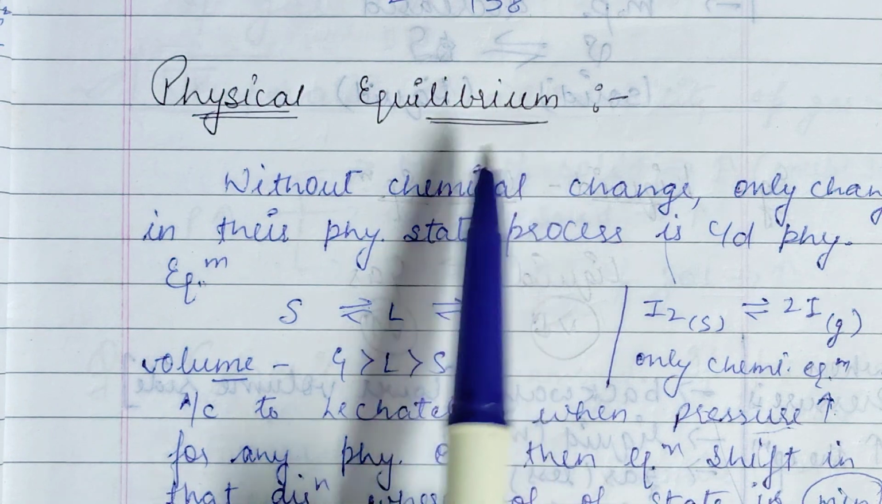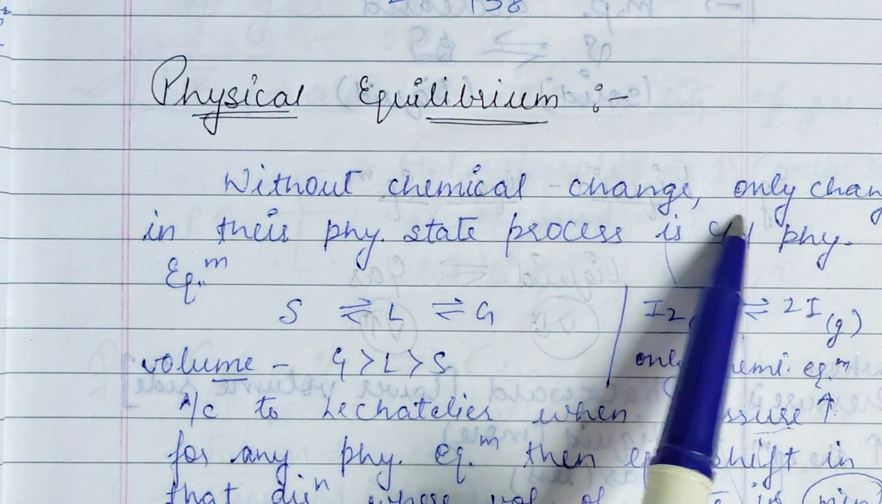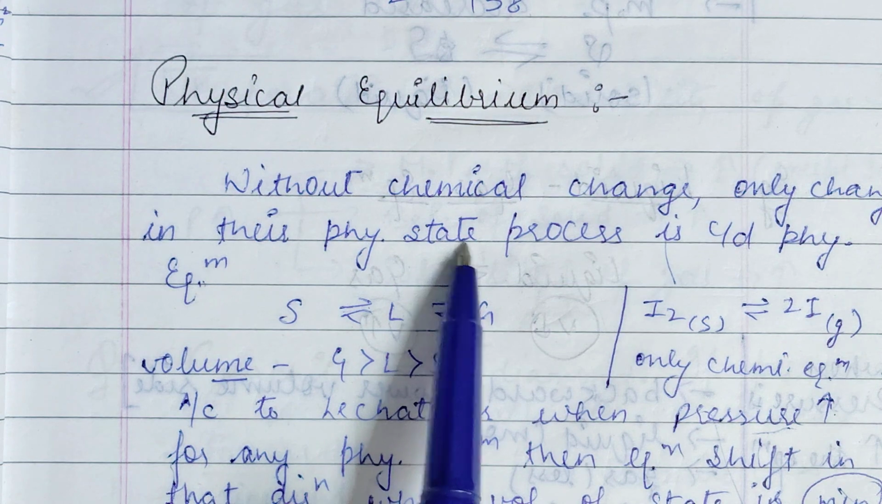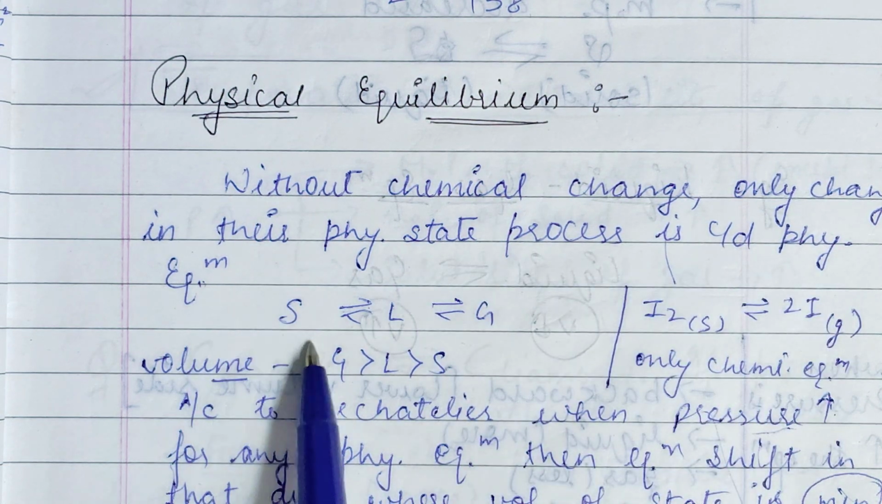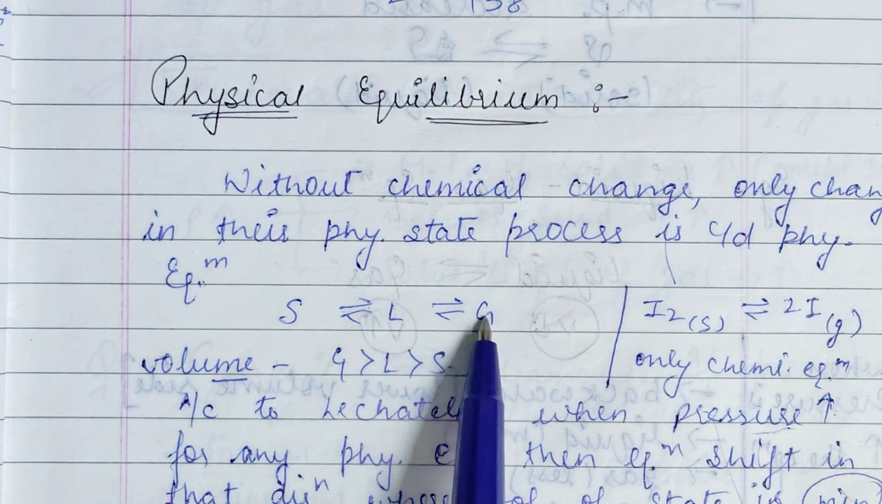Next is physical equilibrium. Without chemical change, only a change in physical state, the process is called physical equilibrium. S gives L gives G.